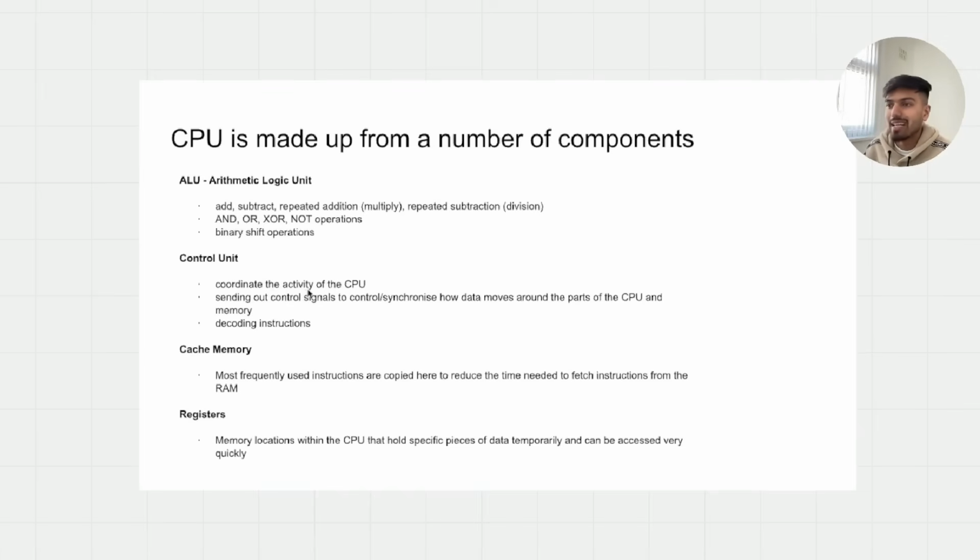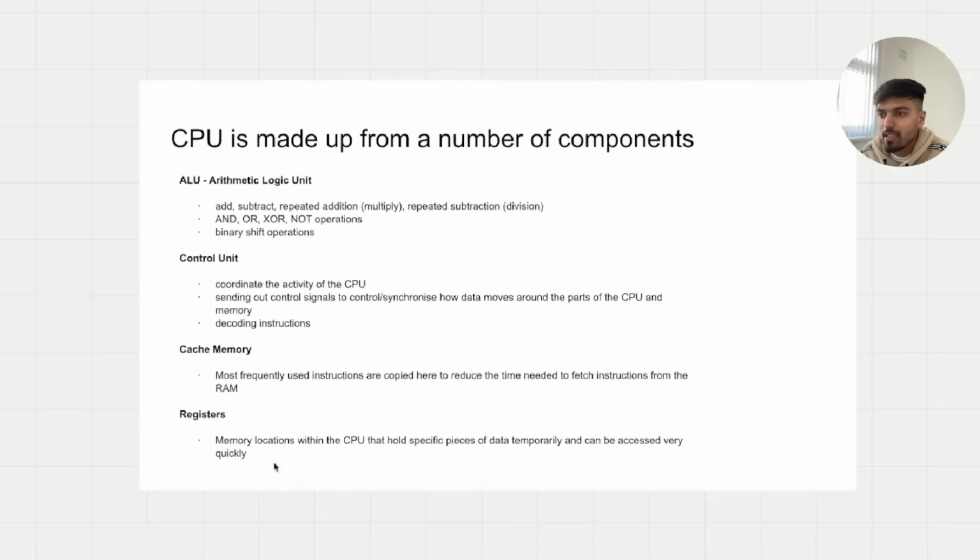Control unit coordinates the activity of the CPU by sending out control signals to synchronize how data moves around the parts of the CPU. And it also takes care of decoding instructions. Cache memory is where the most frequently used instructions are copied so that it reduces the time needed to fetch instructions from the RAM. This is a very expensive type of memory. However, if you increase the cache, the processor does not need to go into the RAM to find the instructions. It can use the cache to quickly find them.